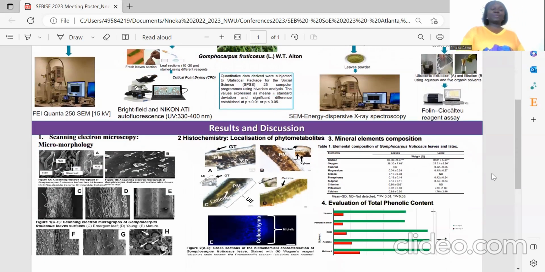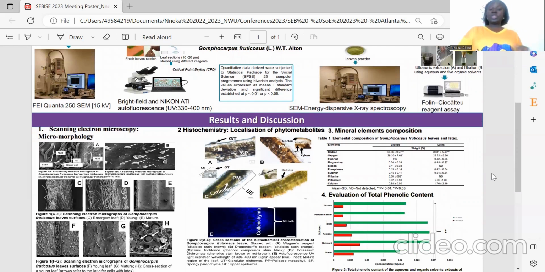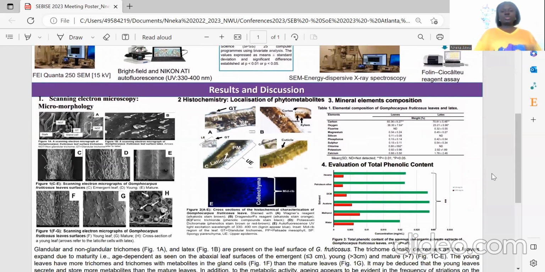We discovered that for the scanning electron microscopy, to study the micromorphology, there are 2 types of trichomes of this plant, the glandular and the non-glandular trichomes, as seen in figure 1A. The glandular trichomes secrete and store these phytometabolites that are important for this therapeutic application. We also noticed that there was latex on the surface, hence the plant is called milkweed. We also observed that across the stages of development, the emergent, the young, and the mature leaves, the distribution and density of trichomes vary, which is age dependent.